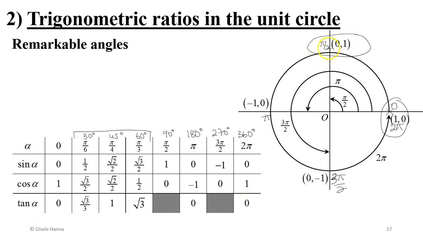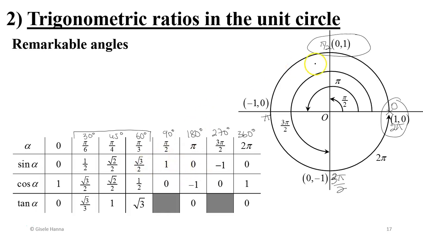However, if we look at pi over 2, cosine is 0 and sine is 1. So this is why for pi over 2, sine is 1 and cosine is 0. This table of remarkable angles is really important to remember, especially if you don't have access to a calculator. But again, you don't have to memorize it by heart.